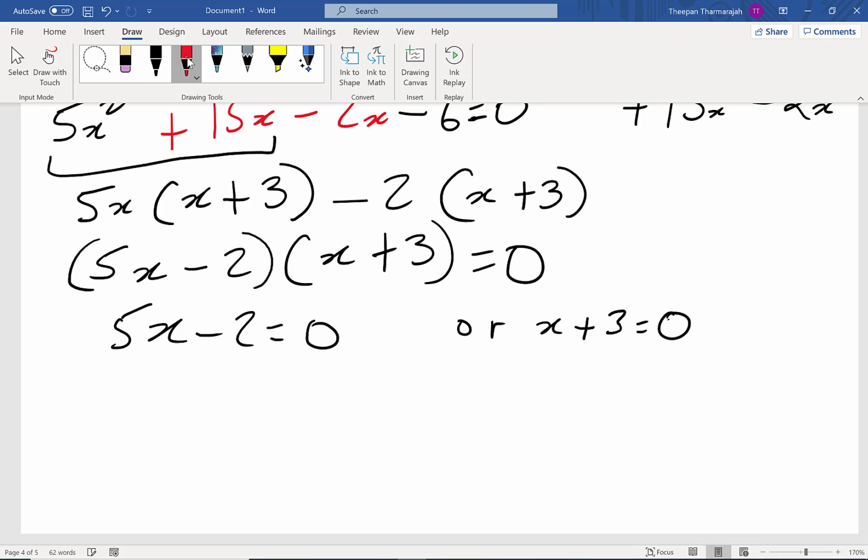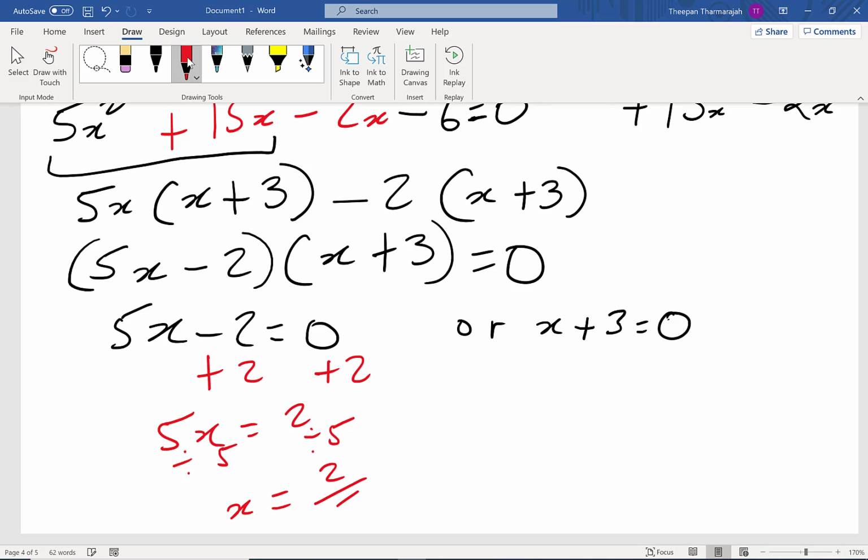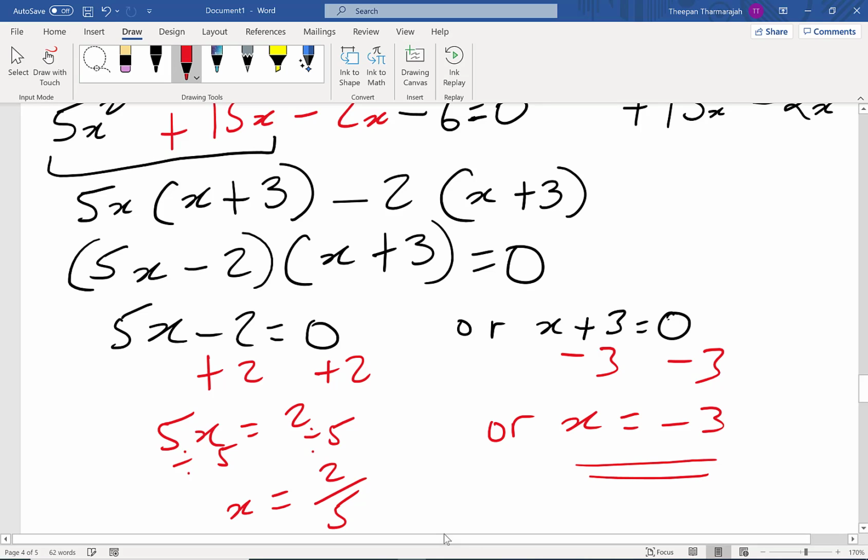Then what we do now is solve this linear equation, so we do the opposite. We do plus 2 here, plus 2 here. So we get 5x equals positive 2, and we divide by 5 on both sides. So the first solution is 2/5. Then we do the opposite here, minus 3, minus 3. So x is equal to minus 3. So these are my two solutions here.